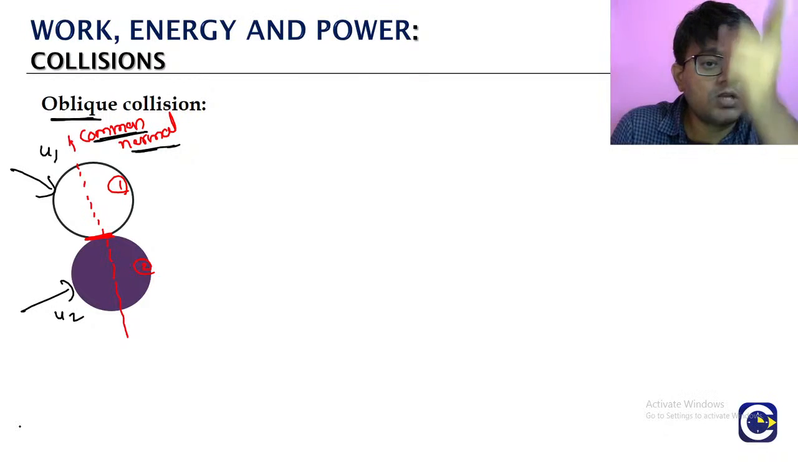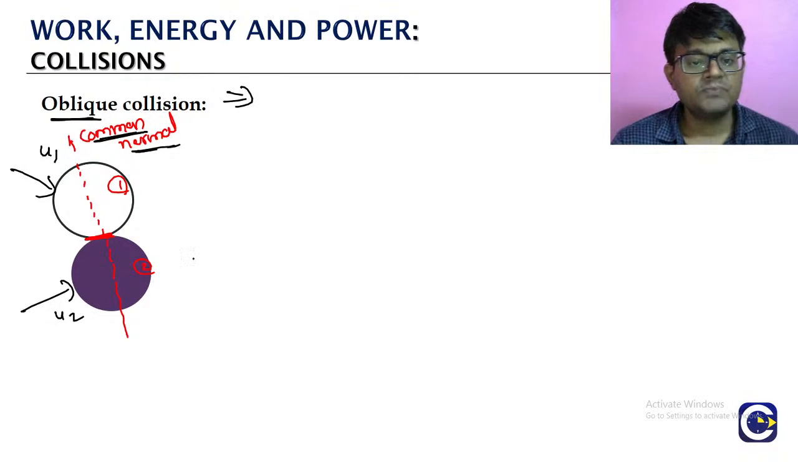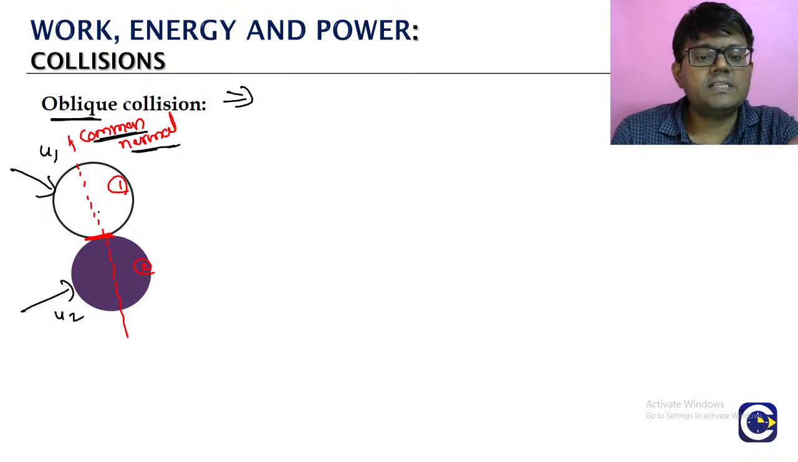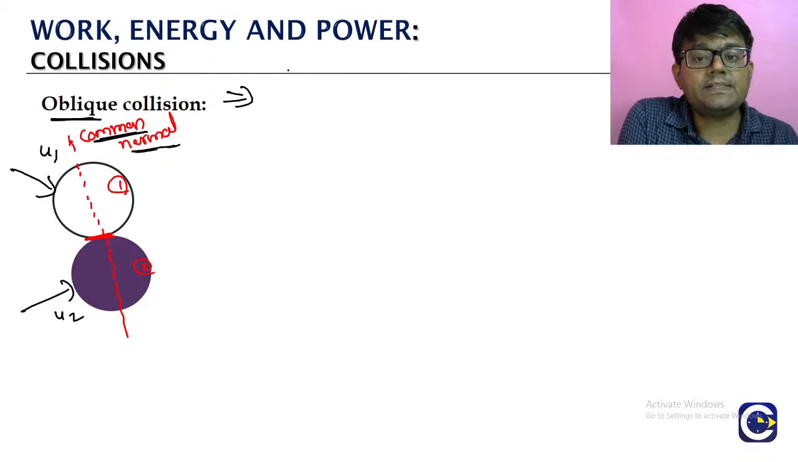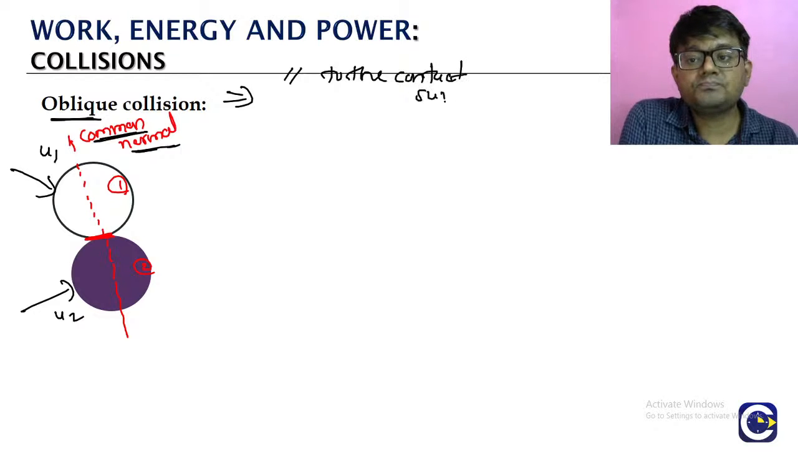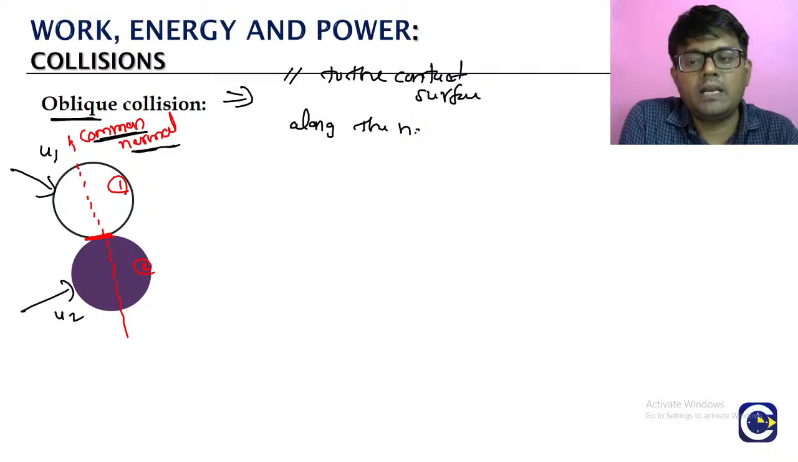Now the impulsive forces, in which direction will they be acting? They will be acting along the common normal. This is a very important point about the oblique collision. The velocities of the particles we can take into components: the components which are parallel to the contact surface, and the components which are perpendicular to the contact surface, that is, along the normal line.